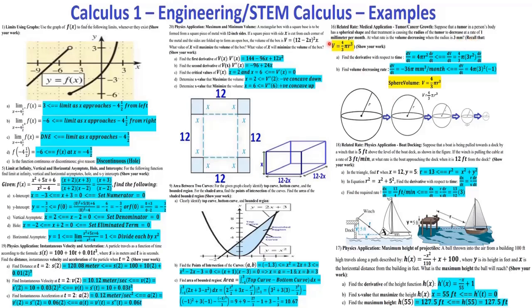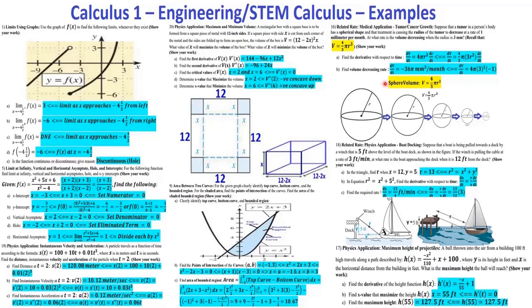The volume of the sphere is 4 over 3 pi r cubed. When you take the derivative, dV by dt is 4 pi r squared dr by dt. To find dV by dt, simply substitute the r and the dr by dt. We know r is 3, dr by dt is minus 1, so that gives you dV by dt is minus 36 pi millimeters cubed per month.